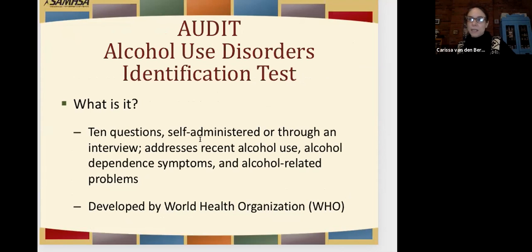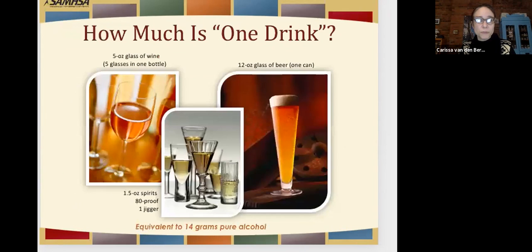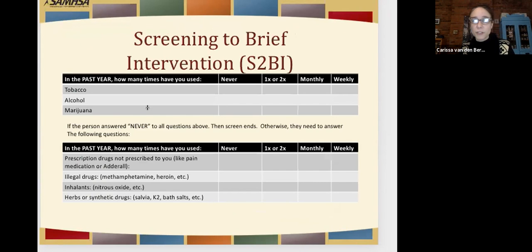So I'm going to give you some information about some of the screens. One of them is the AUDIT, the Alcohol Use Disorders Identification Test. This is 10 questions. This is one of the ones that I think is much better for alcohol use. There's this previous one that I showed you before, the screening, brief intervention. One good thing about this is it captures different kinds of substance use, including prescription drugs.